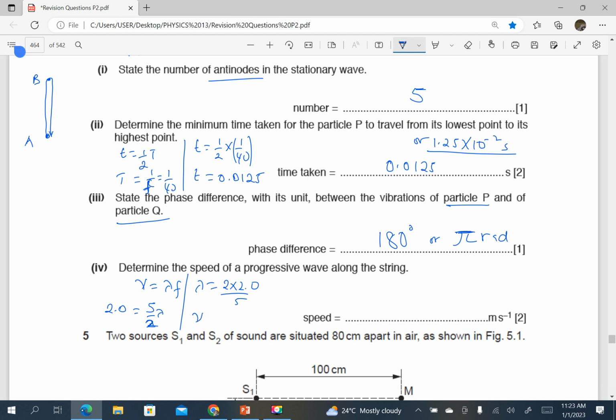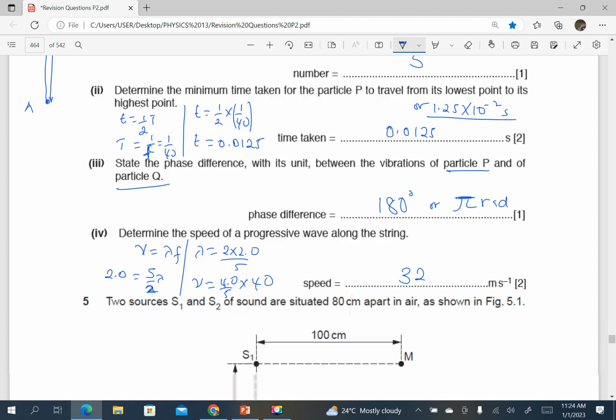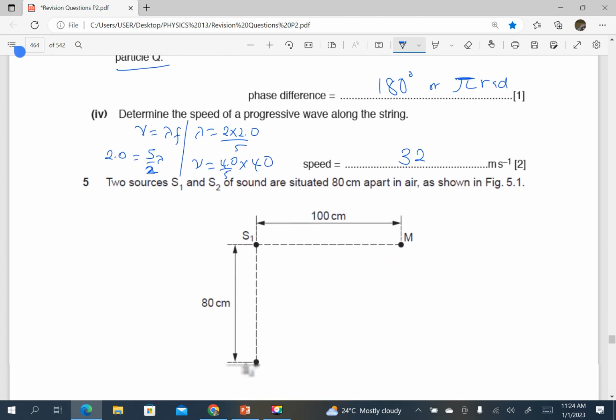So the speed v is going to be the wavelength, which is 4.0 over 5 after multiplying 2 times 2.0, then times the frequency, which they gave us as 40. So 4 times 40 divided by 5. And this gives us the speed as 32 meters per second. So that is the equation.